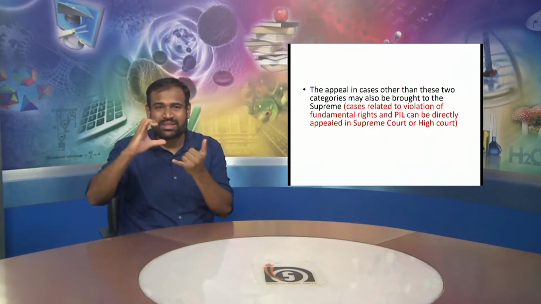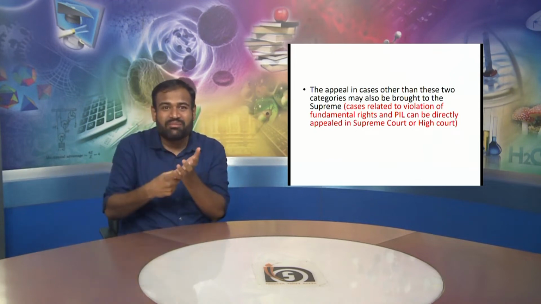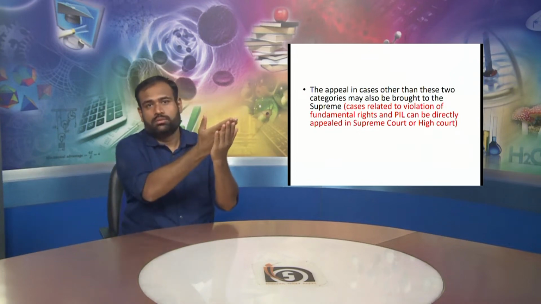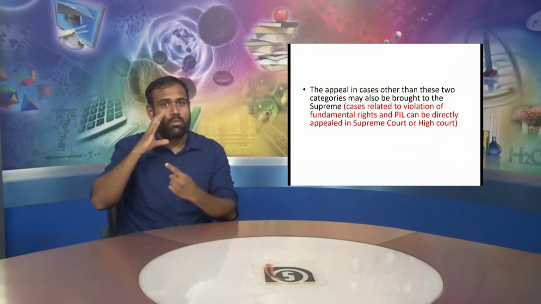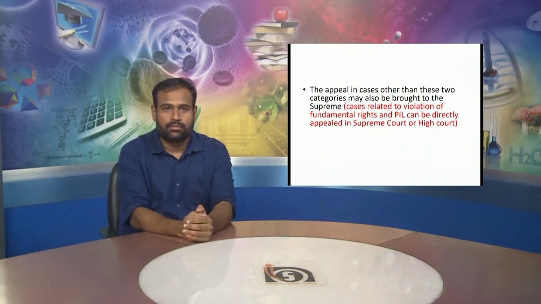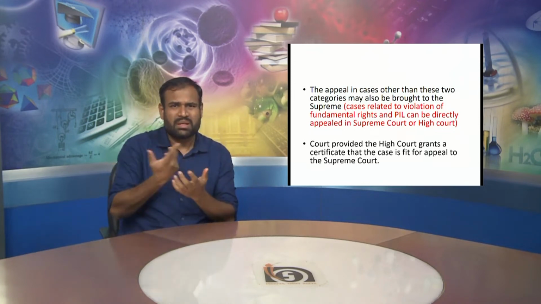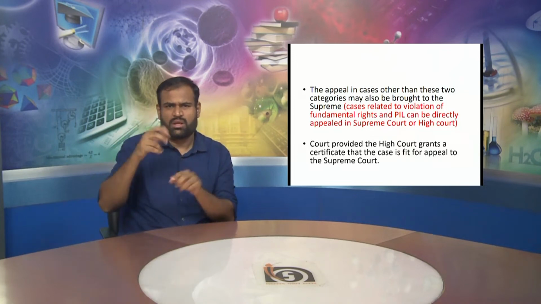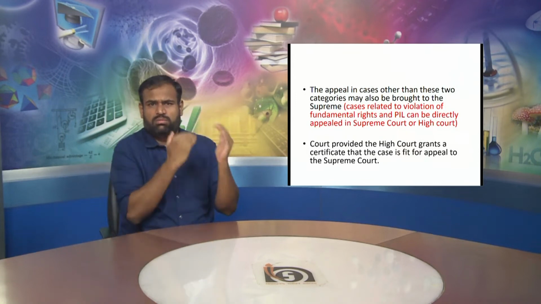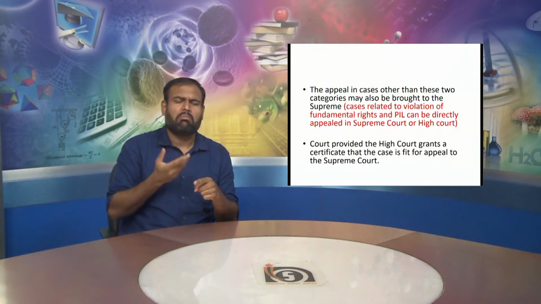The appeal in cases other than these two categories may also be brought to the Supreme Court. Cases related to violation of fundamental rights and PIL can be directly appealed in Supreme Court or High Court. Court provided the High Court grants a certificate that the case is fit for appeal to the Supreme Court.